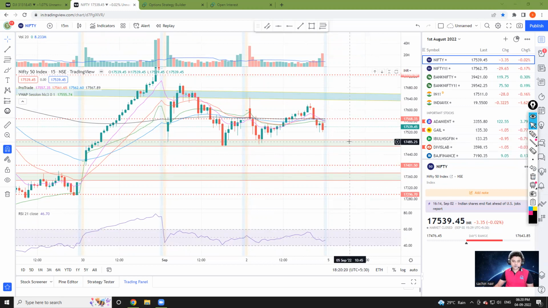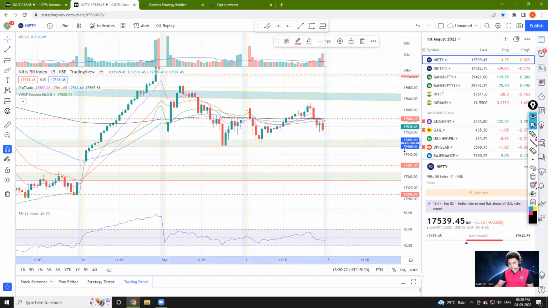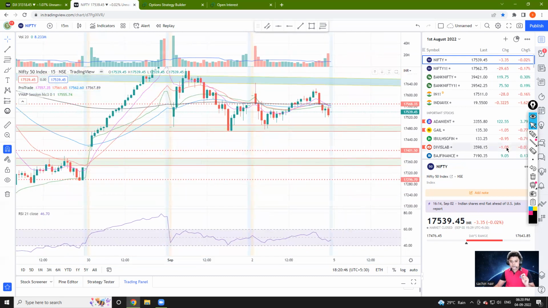Now, what is this zone? This zone is 17,468 to 17,492. If we open below this zone and we have a continuation, if we start trading for the first 15 minutes below the VWAP, then you can go ahead and take a short trade. First target 17,401, second target 17,345 to 373 की range, right?